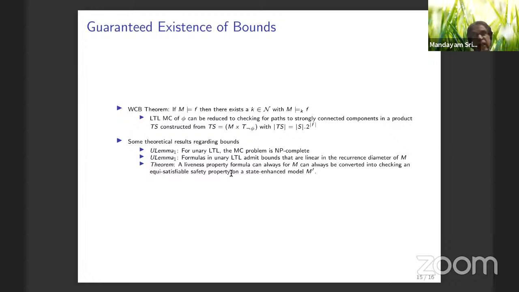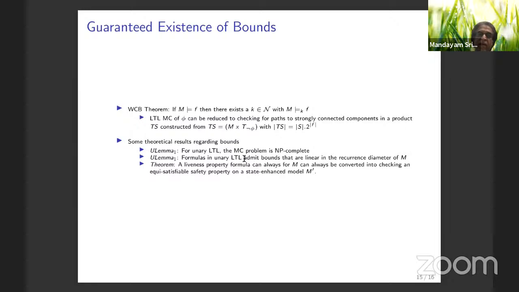Now for others, of course, the disadvantage of this method is that you have to compute a bound for every formula, because for every formula, the completeness threshold, that bound, can be different, okay? And for the full general LTL, in the worst case, it can be exponential, an exponential function in the recurrence diameter, okay? And that's what makes this problem hard, okay?